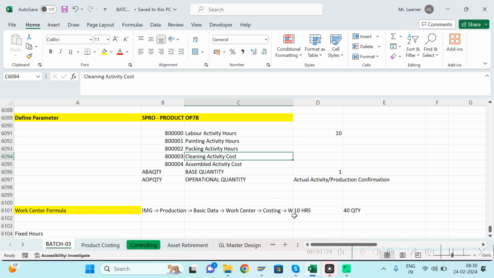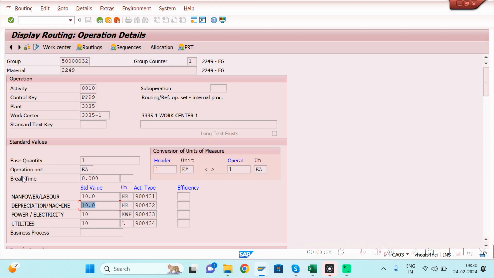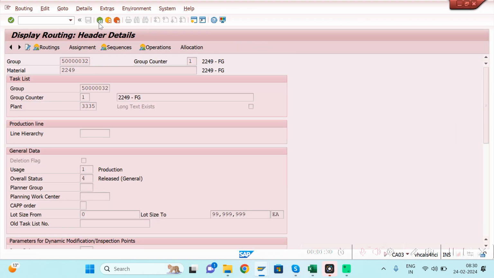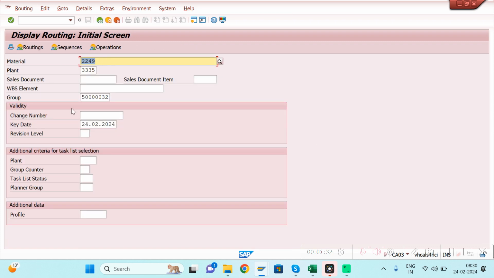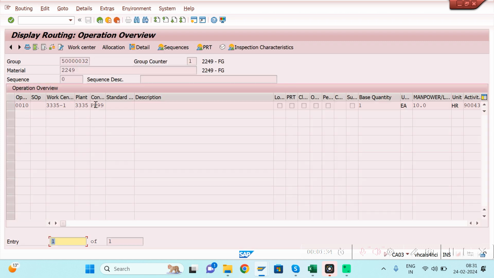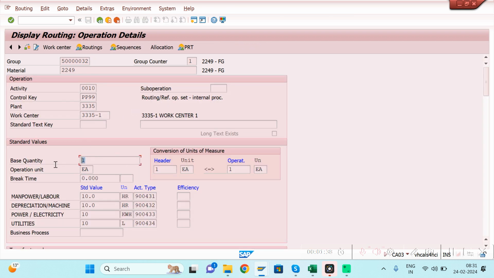How will the system understand? For that, you need to go to the routing. So go here in the routing. Let me show you from the beginning quickly. So this is your routing. Hit enter, double click. So come here. This is the base quantity and these are your parameters. These are your parameter hours. So this is your base quantity.